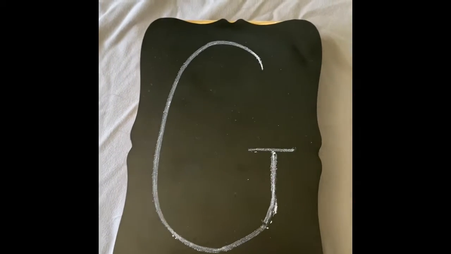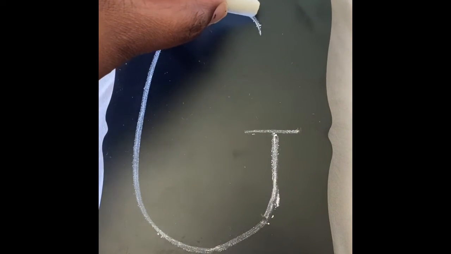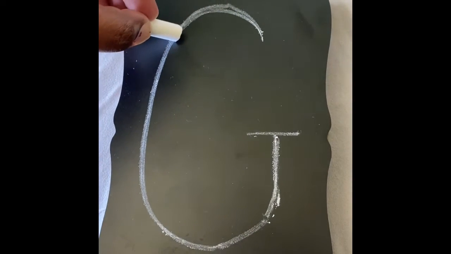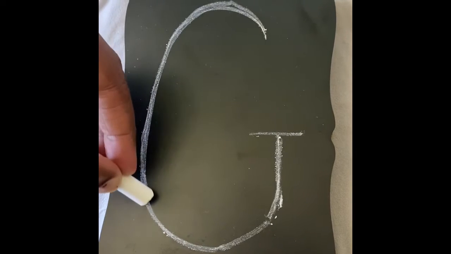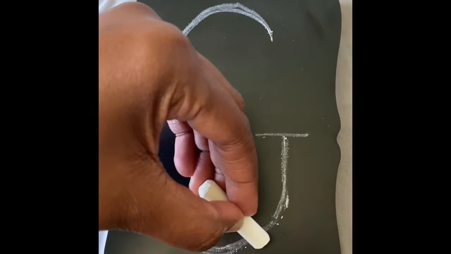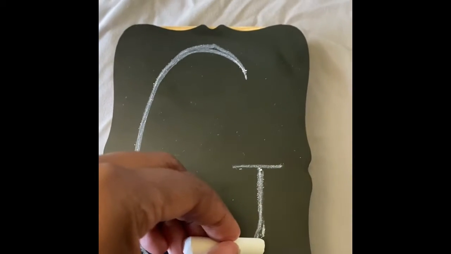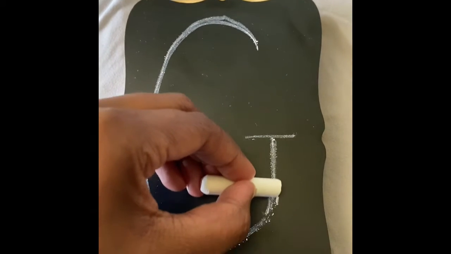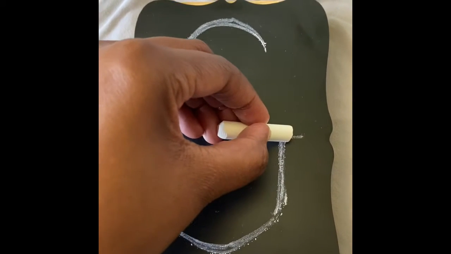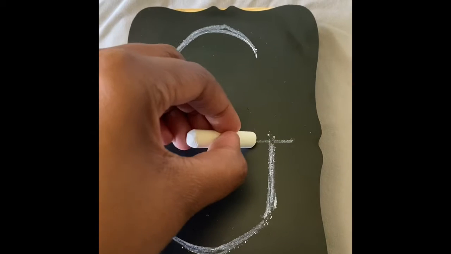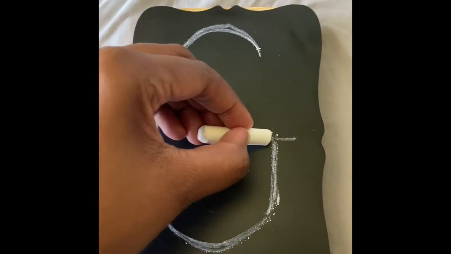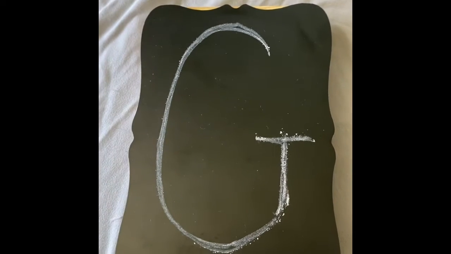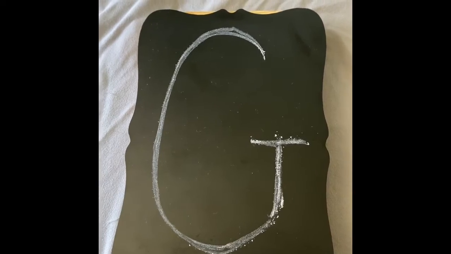Now, when you make an uppercase G, you want to start here, and you're going to make a big curved line. And then you're going to make a little line. And then you're going to come over here, and you're going to make another little line. And that's how you would make an uppercase G.